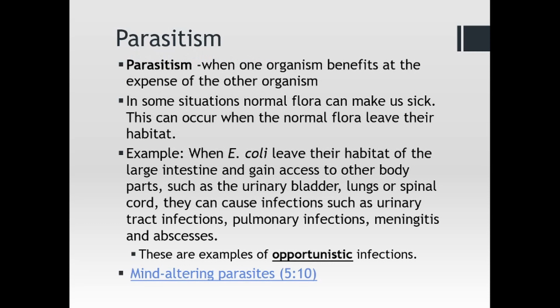Parasitism: one organism benefits at the expense of the other, and so the other is the host. In some situations, normal flora can make us sick, and that's when they leave their habitat. If you skip down to the bottom there, that's an opportunistic infection. So for example, E. coli leaves its habitat of the large intestine and gains access to other parts of the body, such as the bladder, the lungs, or the spinal cord. You can develop respiratory infections or meningitis as a result of this, and abscesses and UTIs, urinary tract infections.